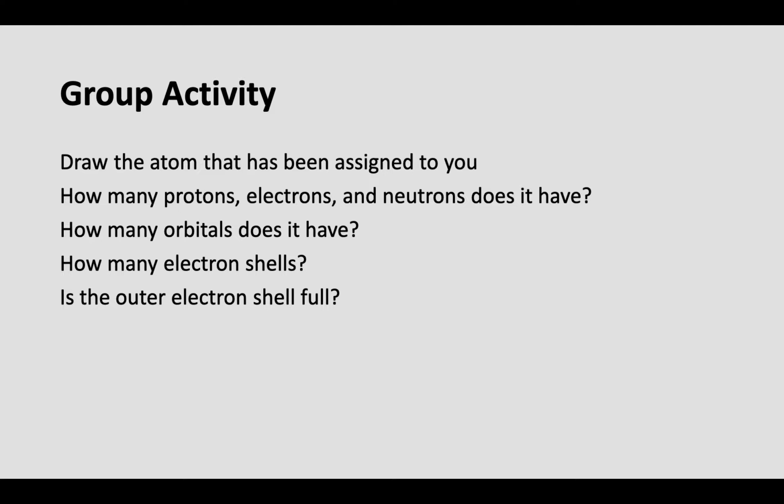So first group activity, I want you to draw an atom. I'm going to give you 1 of 4 atoms. We'll randomly split them up here. I want you to tell me how many protons, how many electrons, how many neutrons it has, how many orbitals it has, how many electron shells, and is the outer electron shell full?